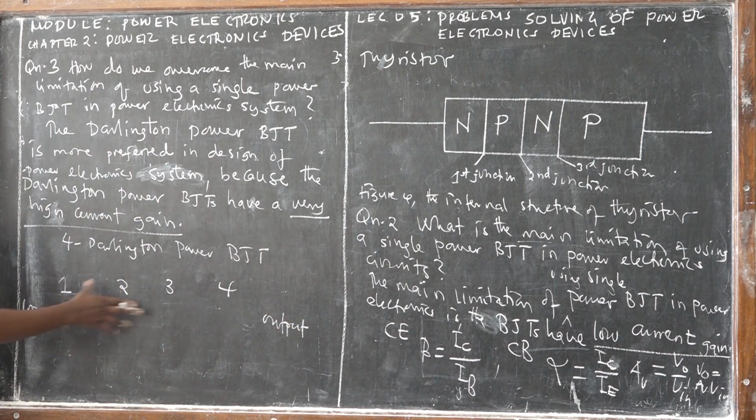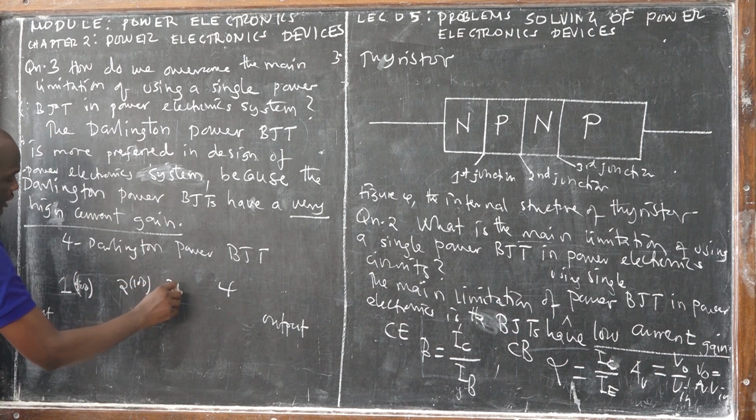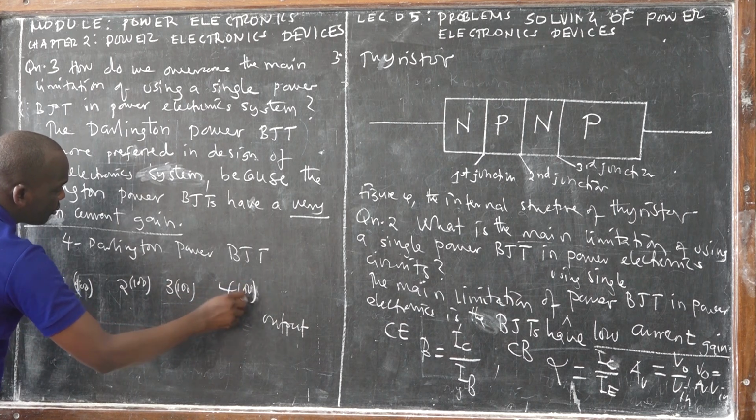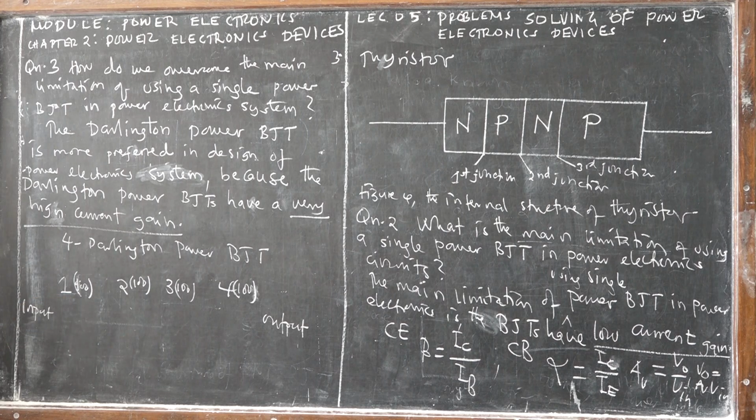Suppose that the amplification factor for all of these transistors is the same. Let's say that the amplification factor, or the current gain, for each of these transistors is 100. This one is 100, this one is 100, and this one is 100. So you can notice that this is the amplification factor.